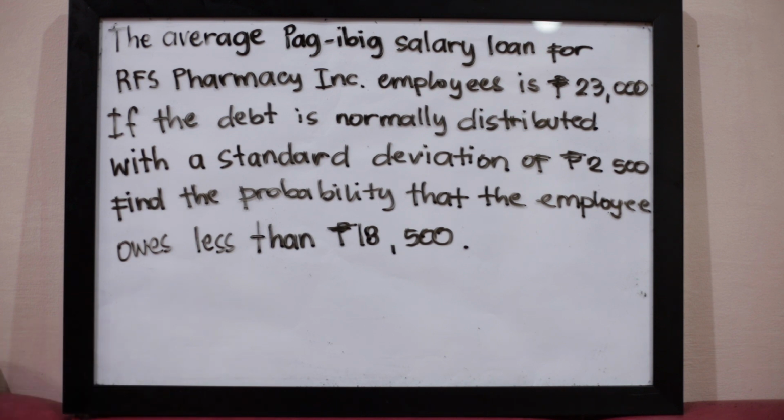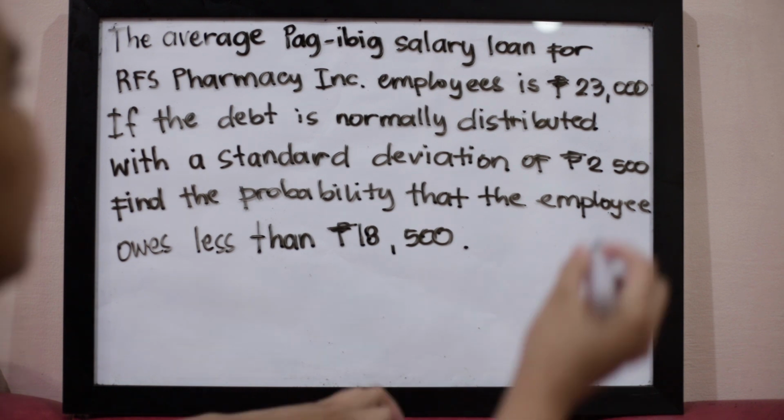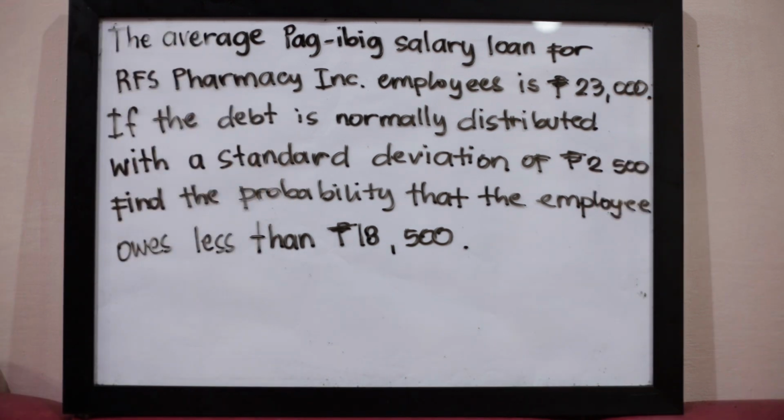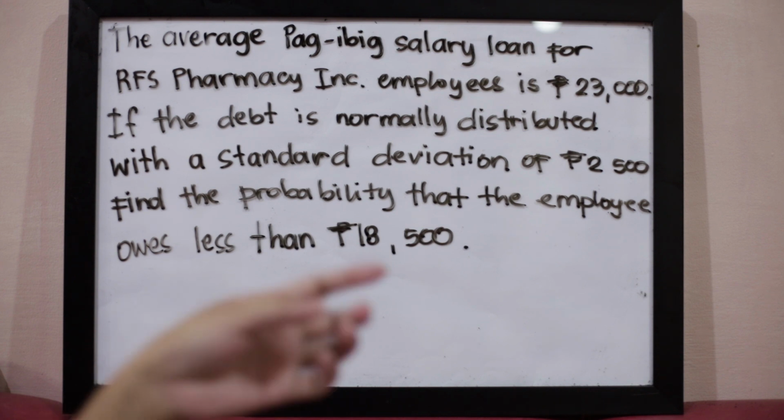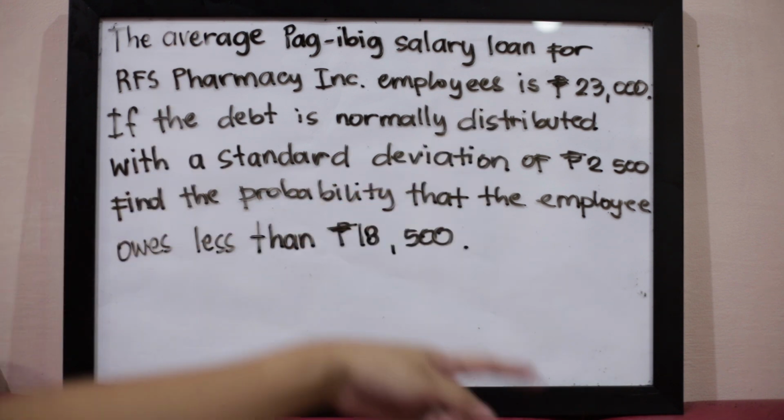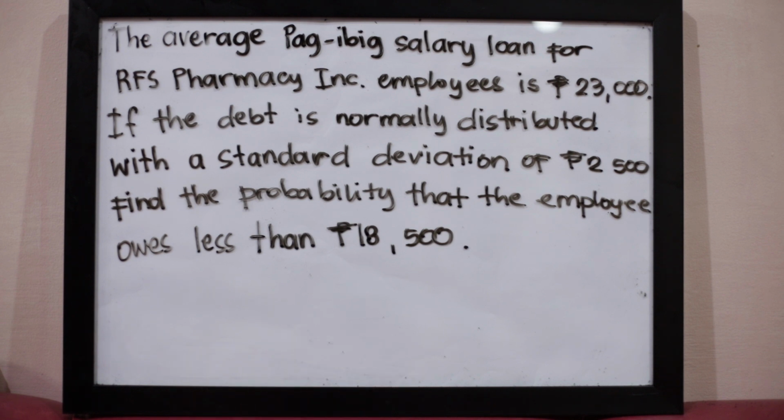So, let's say this is the given problem. The average Pag-IBIG salary loan for RFS Pharmacy Incorporated employees is 23,000. If the debt is normally distributed with a standard deviation of 2,500, find the probability that the employee owes less than 18,500. As you can see in the given problem, the numerical values given are raw scores and not Z-scores.